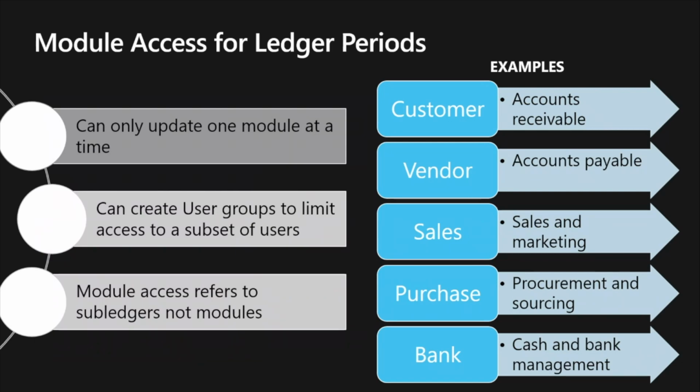So for example, if you put the module access for customer to on hold, you cannot use menu items in the accounts receivable module to post your transactions. However, if your ledger module is still open, you can use a general journal to create transactions that post to a customer account.